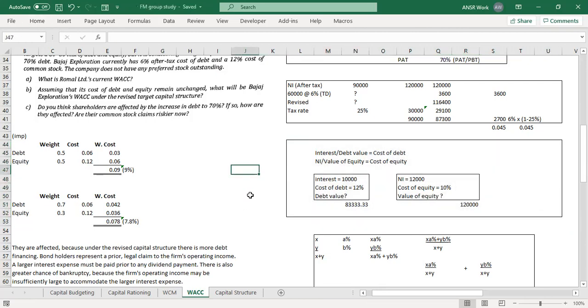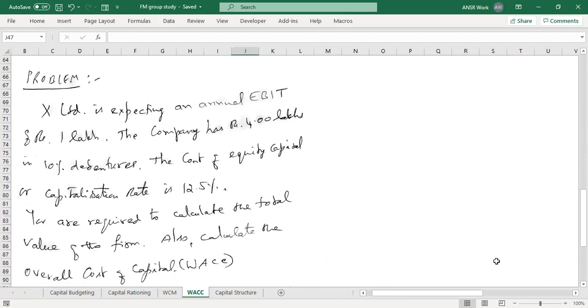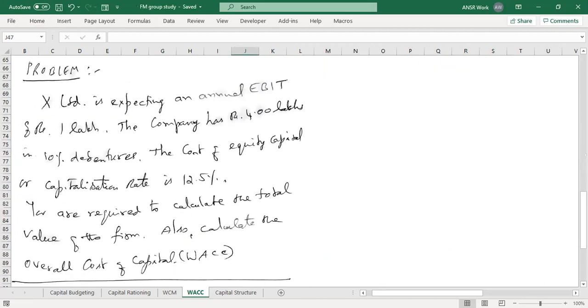Now, if you have got it, then this is the question for you. X Limited is expecting an annual EBIT of 1 lakh. So annual EBIT is nothing but earning before income tax. The company has 4 lakhs in 10% debentures. The cost of equity capital, also called capitalization rate, is 12.5%. You're required to calculate the total value of the firm, also calculate the overall cost of capital.